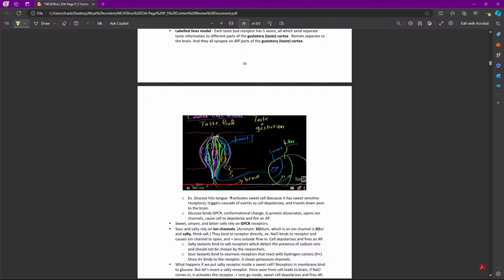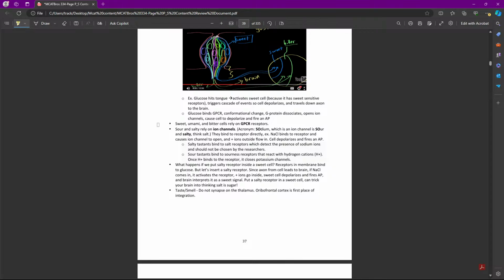So, for example, glucose hits the tongue and activates a sweet cell. Because it has a sweet-sensitive receptor, it triggers a cascade of events that depolarize the cell and travel along the axon to the brain. Glucose binds the GPCR, causing a conformation change, and opens ion channels, causing the cell to fire an action potential. Sweet, umami, and bitter cells rely on GPCRs, so G protein receptors. Sour and salty rely on ion channels. Acronym: sodium is an ion channel, and sour is a fake salt. They bind to the site directly. Sodium binds to the receptor and causes the ion channel to open and positive ions flow in. Cells depolarize and fire an action potential.